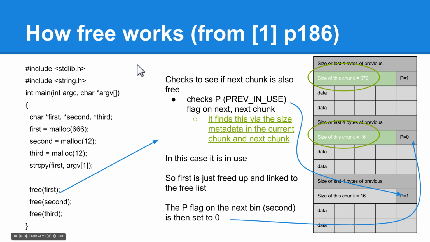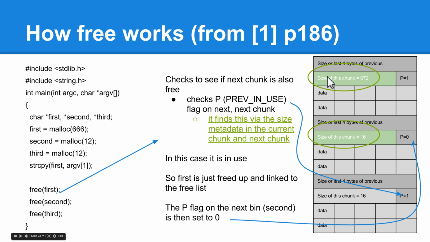So first it's going to check to see if the next chunk, this one, is also free. So what it's going to do is check the previous in use flag, not on the next one, but on the next one. So in this case, the next one says the previous one is in use. So the first one is just freed up. The previous in use on the next one is set to 0, and this one is then linked to the free list.